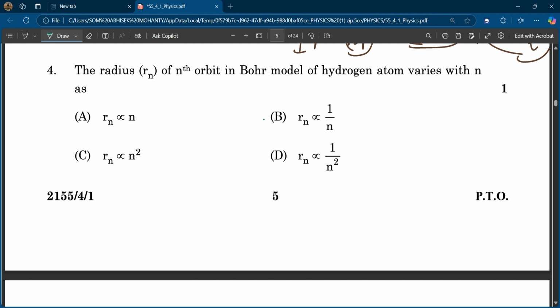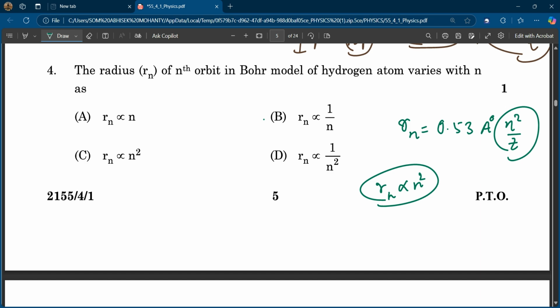The radius of the nth orbit in the Bohr model of hydrogen varies with n as. Simple question. Rn is equal to 0.53 angstrom n square by Z. Correct. So Rn is directly proportional to n square. Okay. Option C.